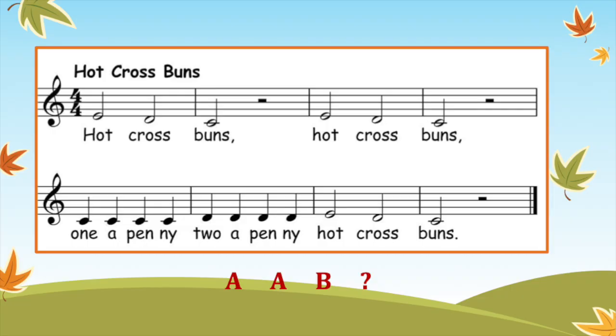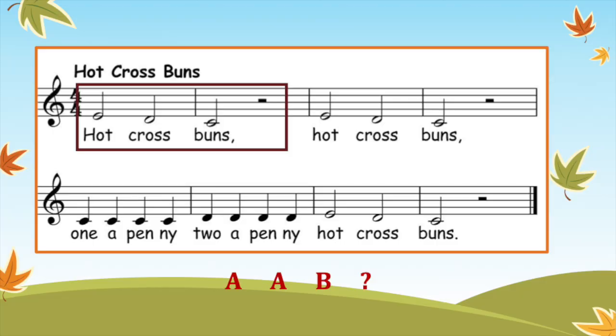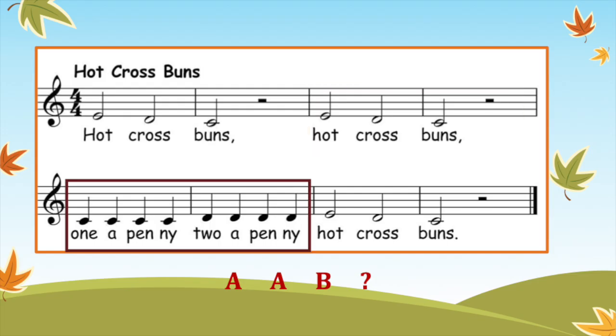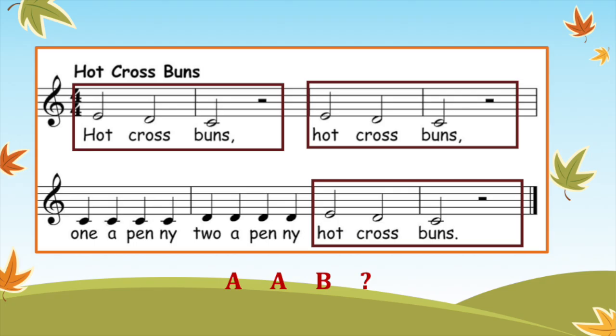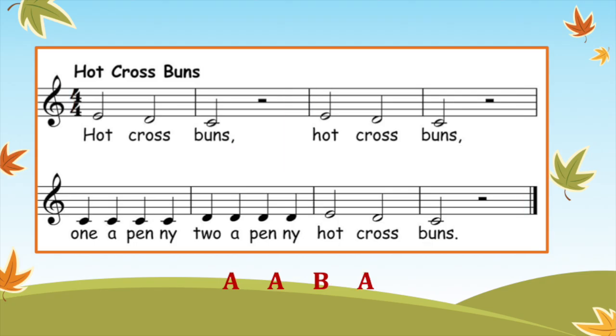Now let's hear the last section of the song. Does this sound familiar? Which section does it sound like? Here's the first, second, and third patterns. As you can see, the last pattern is identical with the first two, so it will get the same letter as them, A. So the form of Hot Cross Buns is A, B, A.